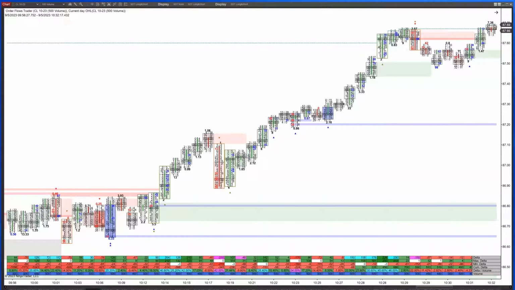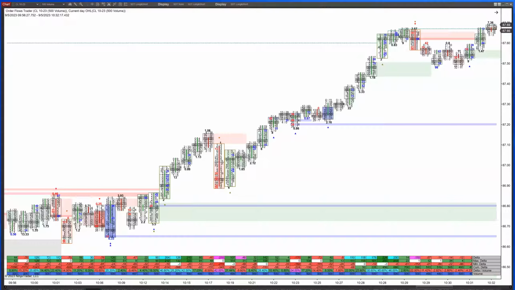Now the Delta Flip takes it a little step further. It looks at the max delta and the min delta. The max delta is how strong the positive delta was in a bar, okay? Min delta is how strong the negative delta was in a bar.